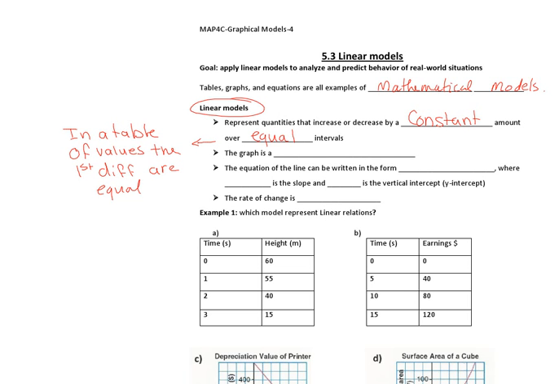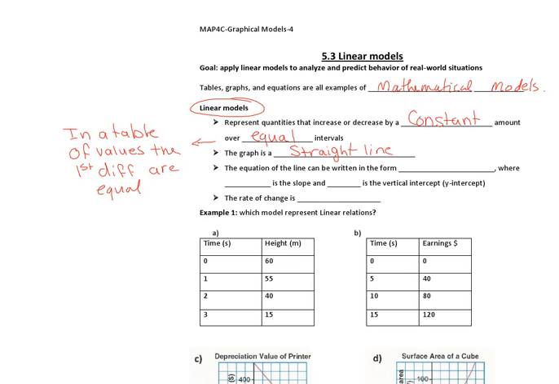How would the graph look? A straight line, right? A graph is a straight line. So in a table of values, your first difference would be constant. On a graph, you'll have a straight line.